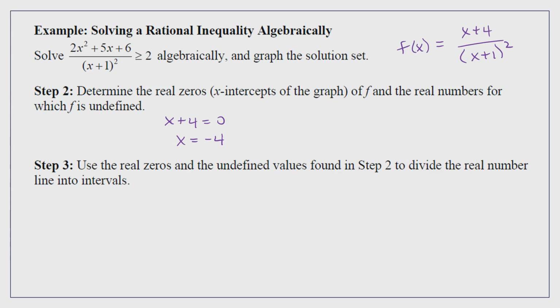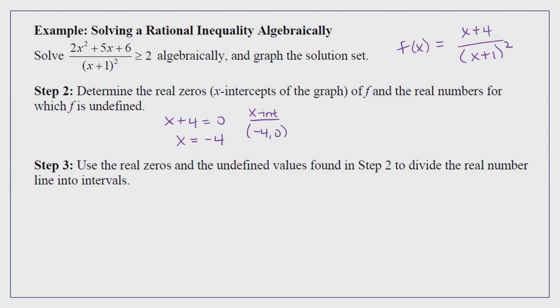All right. And then we are going to write that as an ordered pair. So that's going to be negative 4, 0. So that's our x-intercept. Okay. So negative 4 is a real 0.